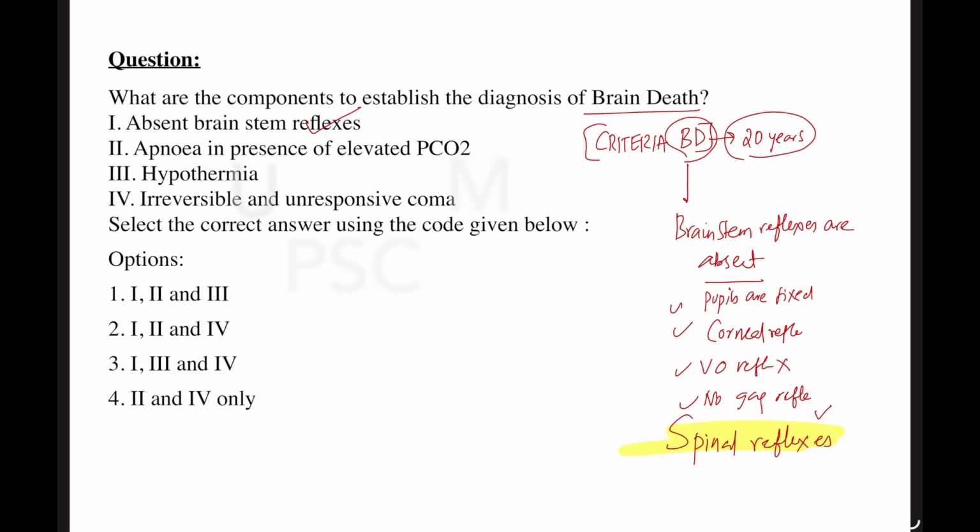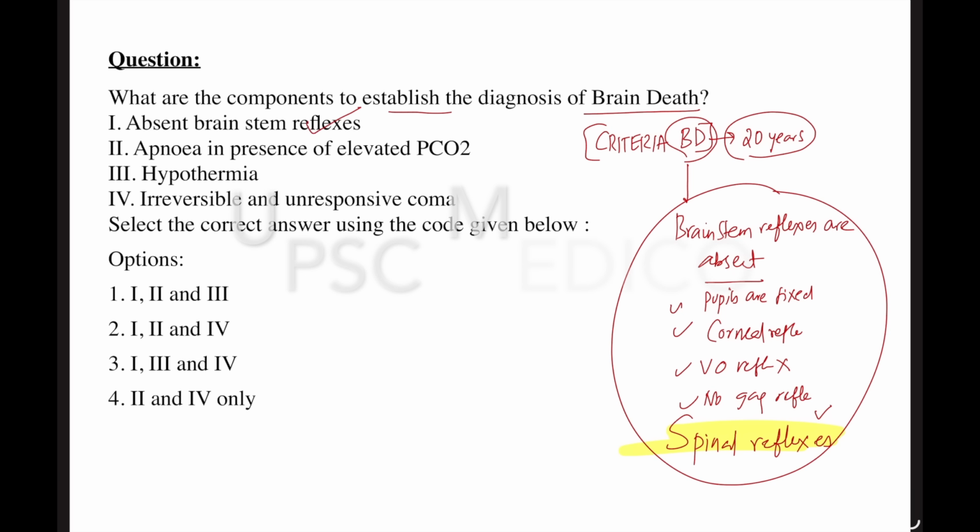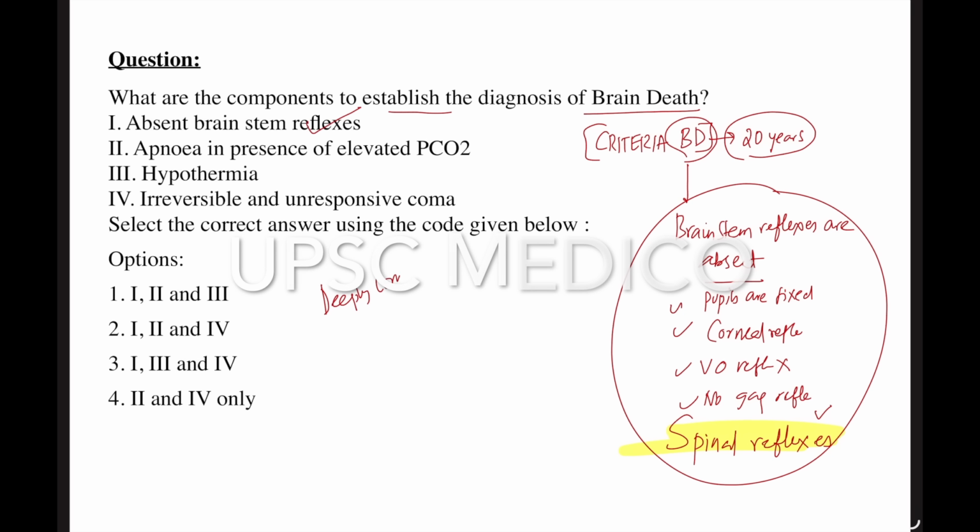Now let's look at this question. What are the components to establish? See, one criteria is brainstem reflexes should be absent. Apart from that, the patient is deeply comatose. He is unresponsive coma, irreversible coma, right? Now, next, patient should not have hypothermia, because before diagnosing brainstem death, hypothermia should be excluded.